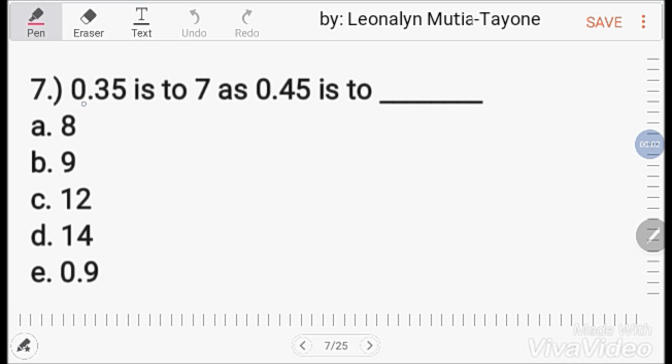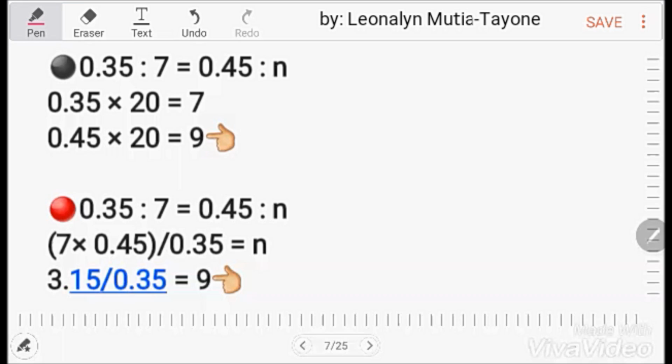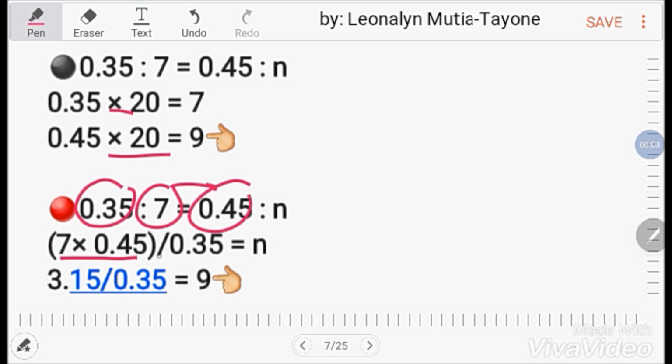Number 7. 0.35 is to 7 as 0.45 is to... Kung titingnan mo, anong meron? Si 0.35, minumultiply siya ng 20 at naging 7 siya. Si 0.45, i-multiply din natin yan ng 20 and that is 9. At ito yung iba pang solusyon. Ito yung ginawa natin kanina at ito, i-multiply itong dalawa. Tapos, ito naman ang pang-divide sa dalawa. So, ang answer niya ay 9.